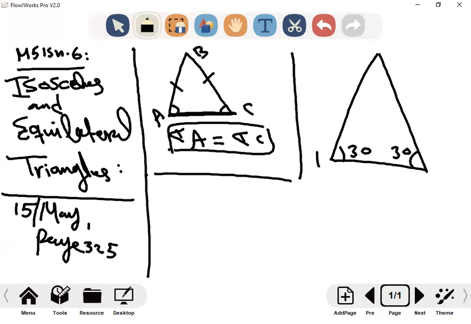For example, if I have this triangle with 30 degrees and 30 degrees, and this is A, B, C. These 30s are given. If angles A and C are equal, then AB should be equal to BC. This means the two pieces of information each give the other. If you have an isosceles triangle, the two base angles are equal. If the two base angles are equal, then the triangle is isosceles, and this side is equal to this side.